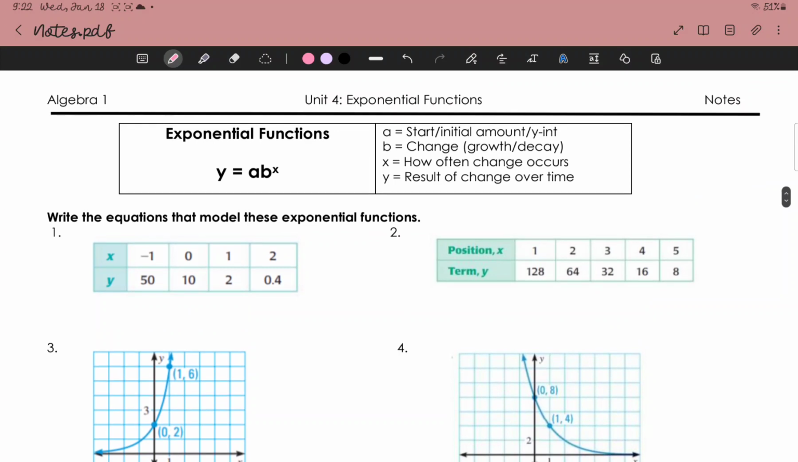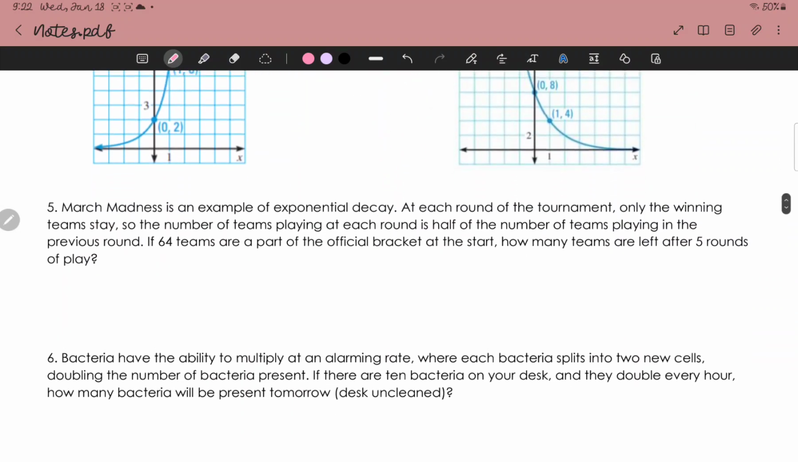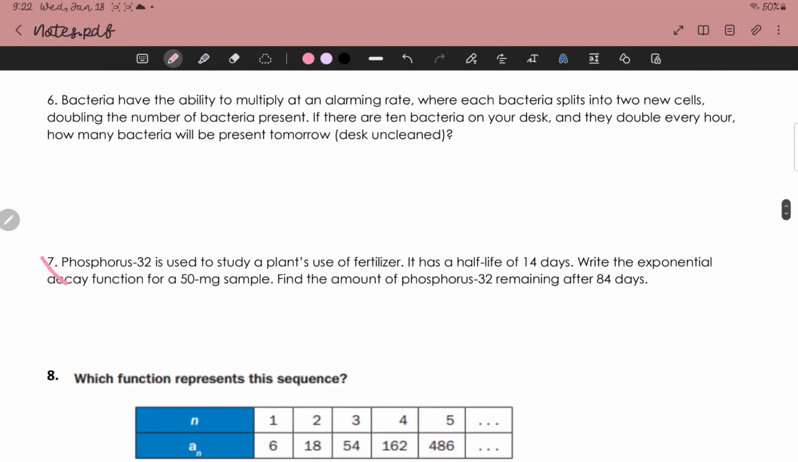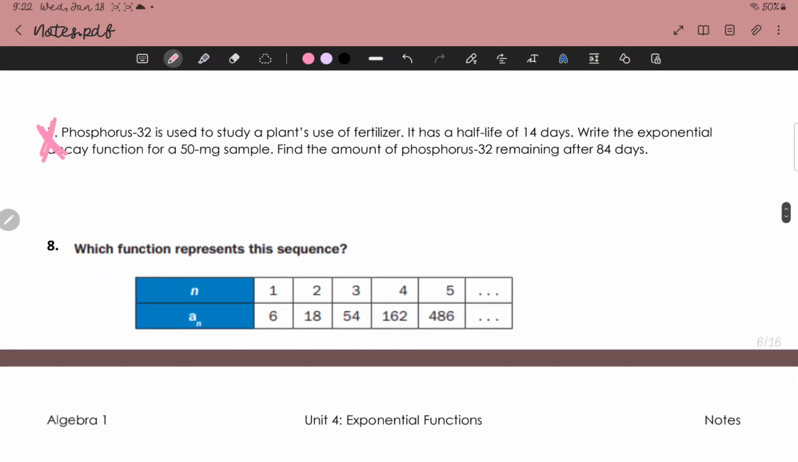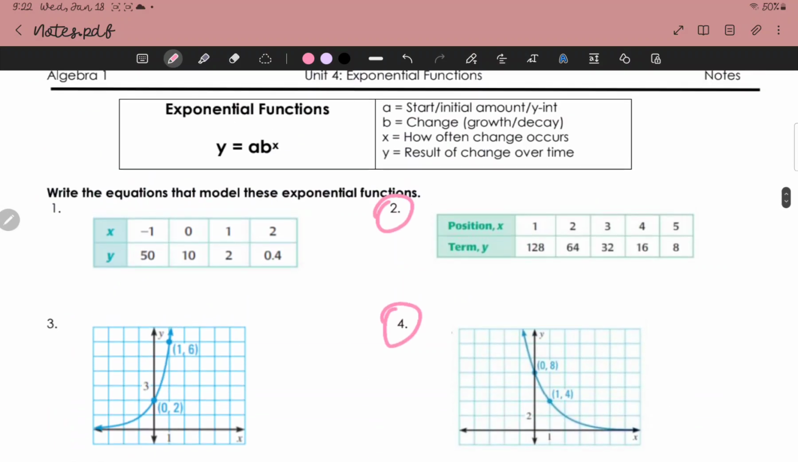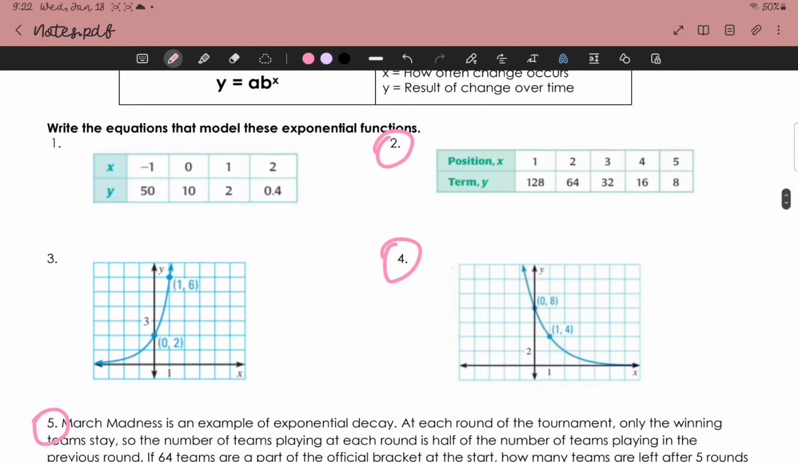I believe we have a few practice problems on the next page. Yep. So I'm going to help you out with numbers 2, 4, and 5, and I want you to cross out number 7. And I'm going to help you out with those.